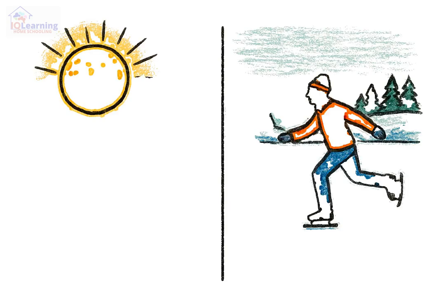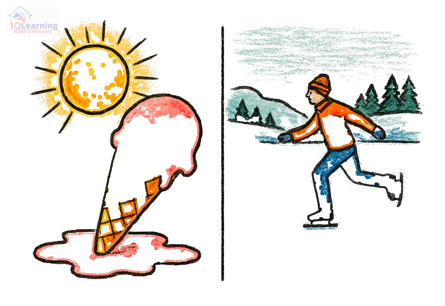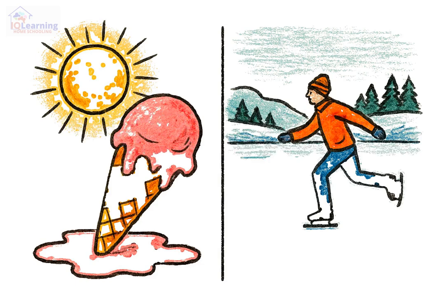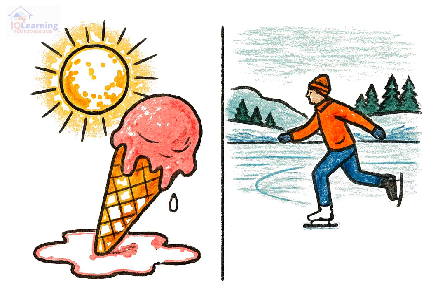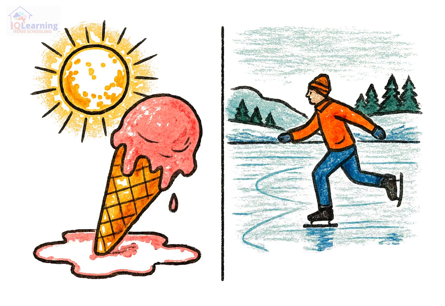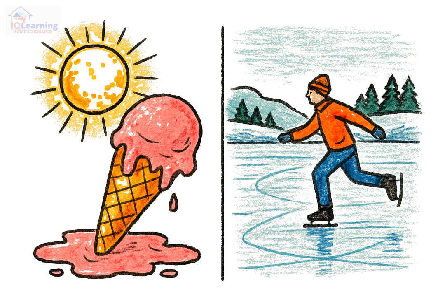Have you ever watched an ice cream cone turn into a sticky puddle in the sun? Or seen a lake freeze over into a solid skating rink? These everyday changes are actually a microscopic drama, a fascinating dance of the grid.